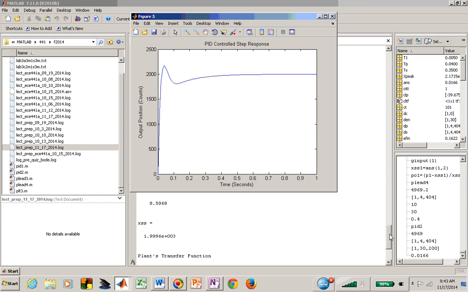And what's my steady state accuracy? Well, it should be 0 because I have a type 1 system. That pole at the origin now gives me this type 1 system. And if I have a constant input, I'm going to have 0 error due to that constant. So I get 0 steady state error, a reasonable overshoot, and my transient is acceptable.